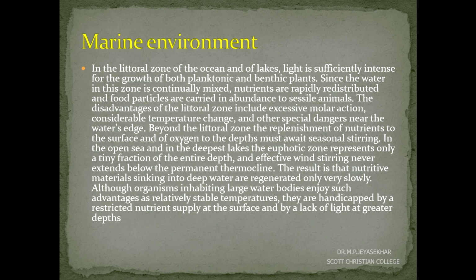Marine environment. In the littoral zone of the ocean and lakes, light is sufficiently intense for the growth of both planktonic and benthic plants. Since the water in this zone is continuously mixed, nutrients are rapidly redistributed and food particles are carried in abundance to sessile animals. The disadvantages of the littoral zone include excessive molar action, considerable temperature change, and other special dangers.